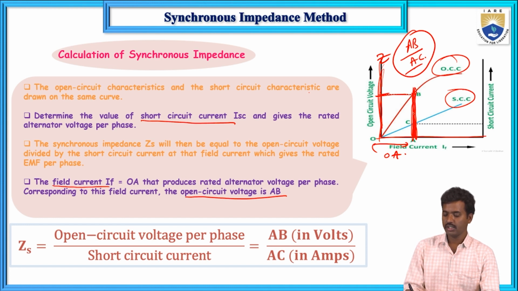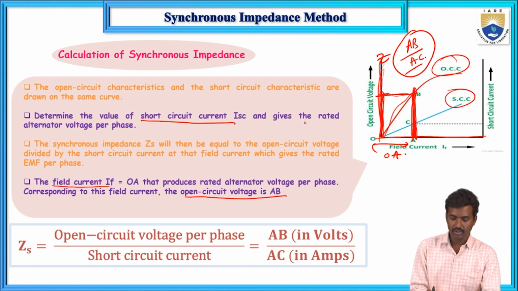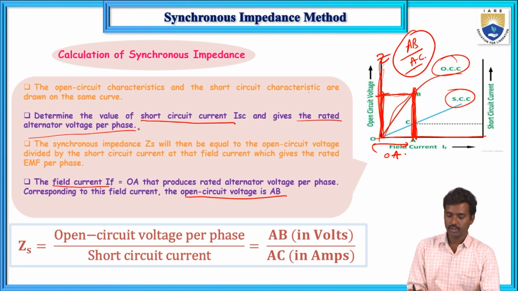So at the rated voltage, this is the open circuit voltage, and at the rated alternator voltage per phase, that is the short circuit current, this point. This is important, and AB divided by AC is known as the impedance. From this characteristic you can determine the synchronous impedance. In this way we can calculate the synchronous impedance.